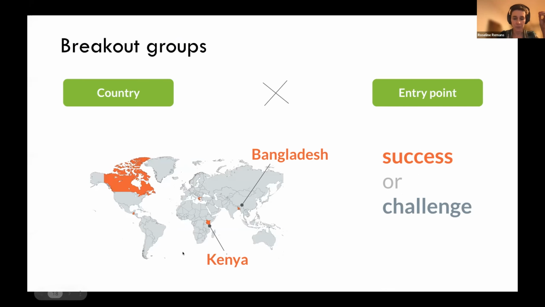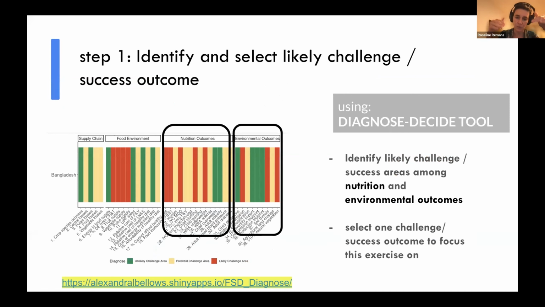So you will be in one of these country groups, so in the Kenya country group or the Bangladesh country group, and you will be in a subgroup, the Kenya Success Group or the Kenya Challenge Group, and the Bangladesh Success Group or the Bangladesh Challenge Group. So if you are in the challenge group, we are asking you to explore particular challenge areas. If you are in the success group, we ask you to explore particular success areas. And we're doing this as an exploratory exercise to get you a bit familiar with these tools.